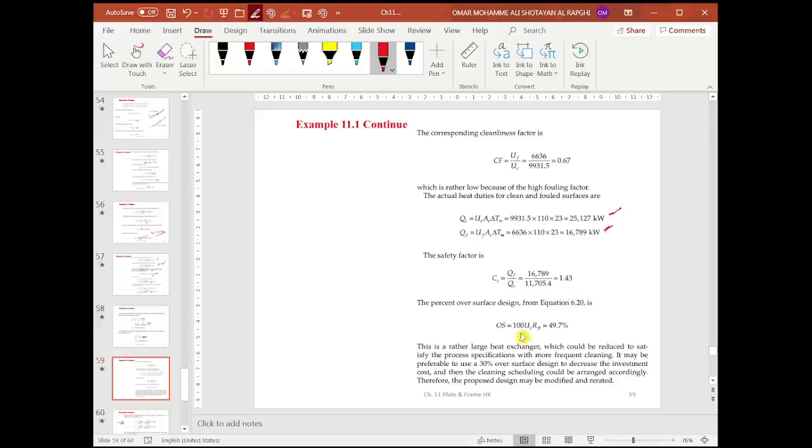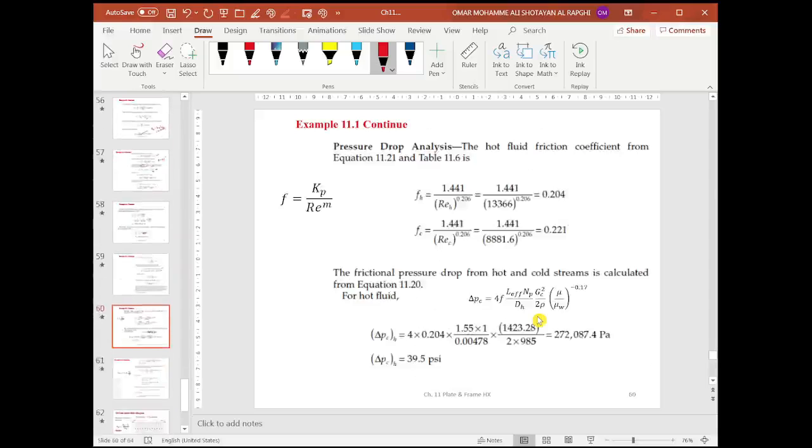The over surface can be calculated using this expression. Since we have RF total and we also know UC, you can get the over surface, which is 49.7 or almost 50, which is actually a large value.